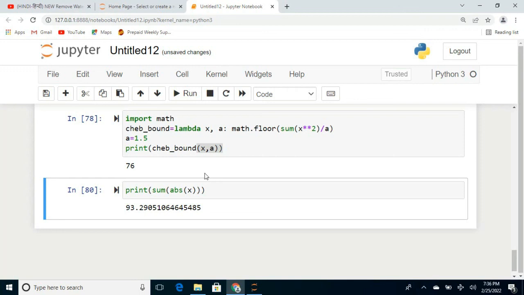So this is the way to work with norms in Python. I hope you have understood what I am saying, and what I am trying to give you: knowledge about mathematics by using Python.